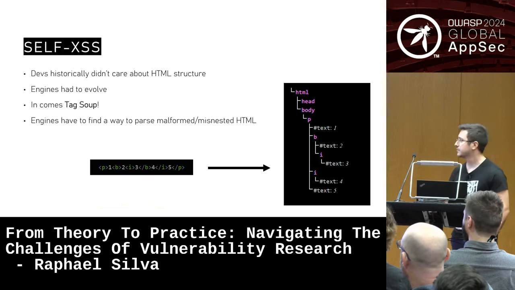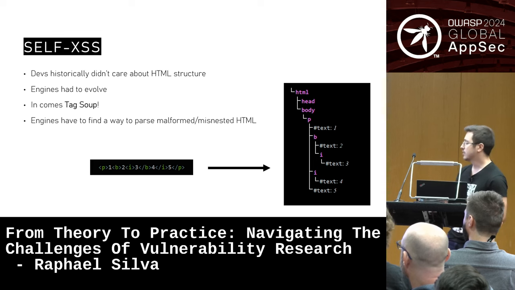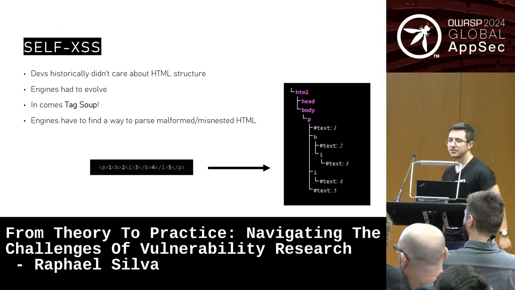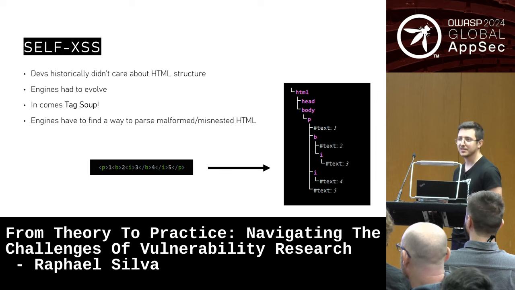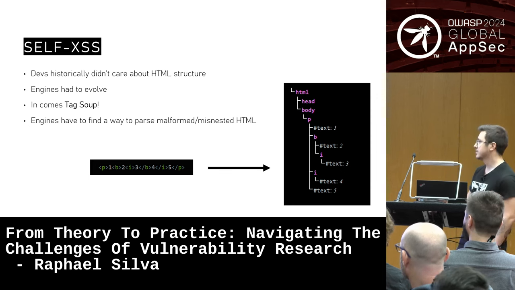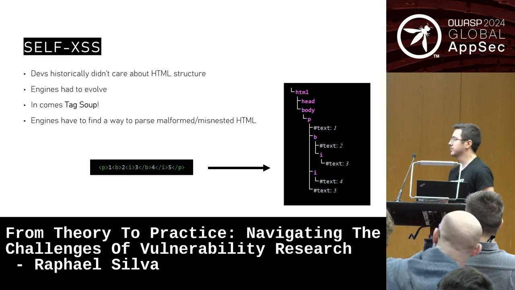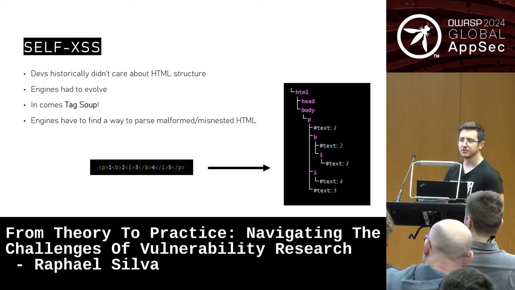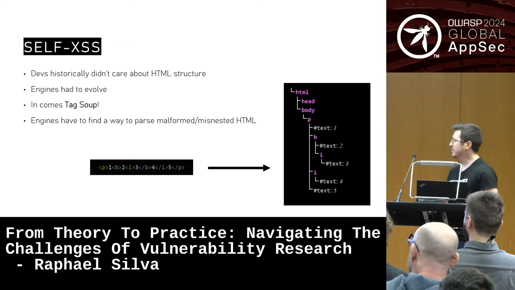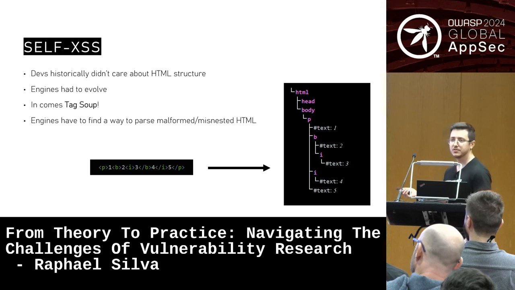And for those unfamiliar with it, like I was, it's pretty much just a name that's given to a concept around HTML engines, which over time had to evolve because devs were writing a lot of bad code, which didn't have correct HTML formatting. Either the HTML was malformed or misnested, just plain wrong HTML. And the engines over time had to evolve a bit to actually be able to show something to the end user that made sense instead of just showing a mess in the web page. So over time they evolved, but now this is actually something that we can use to our benefit.